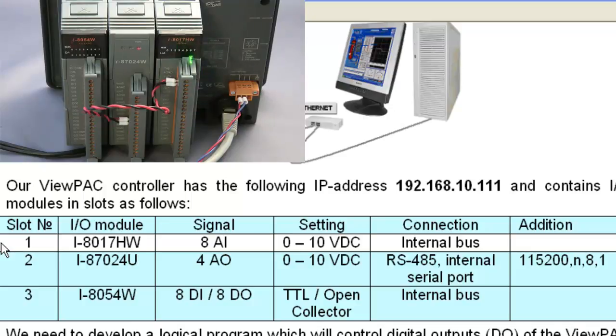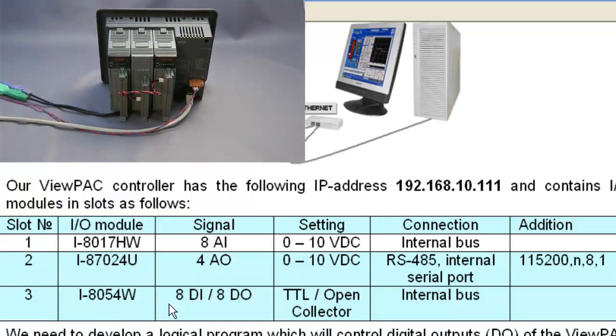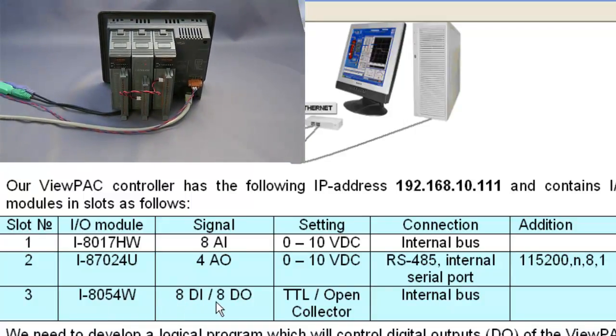In the first slot, analog to digital converter, 8 analog inputs. In the second slot, digital to analog converter, 4 analog outputs. And in the third slot, we have digital input and output module, 8 digital inputs and 8 digital outputs.